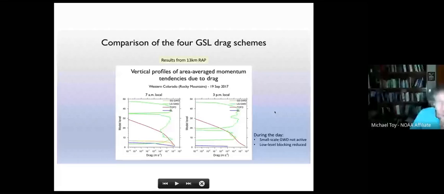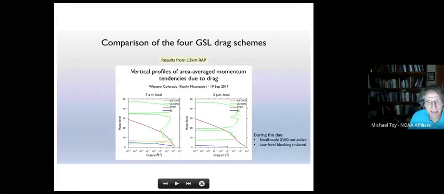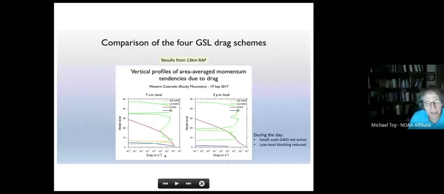So, a comparison of the relative forces of each of these drag schemes for a 13-kilometer RAP is shown in this slide. This is looking at the drag forces over Western Colorado and the Rocky Mountains on a simulation on September 19th, 2017, showing a snapshot during local morning where all four drag components are active. Along the x-axis is the drag in meters per second squared, plotted on a logarithmic axis, and the vertical is the model level.